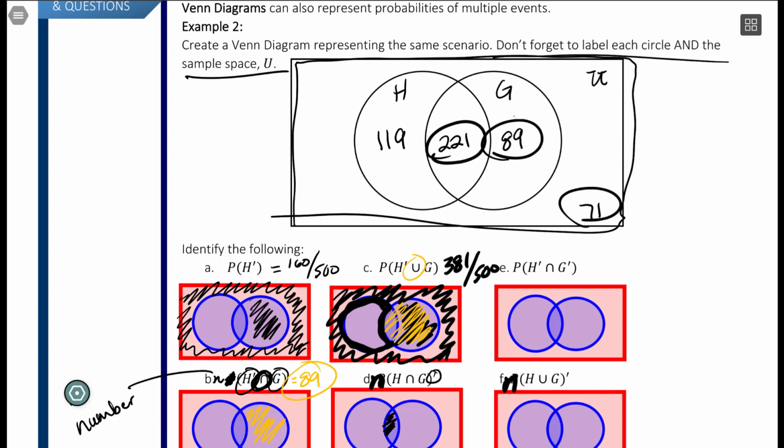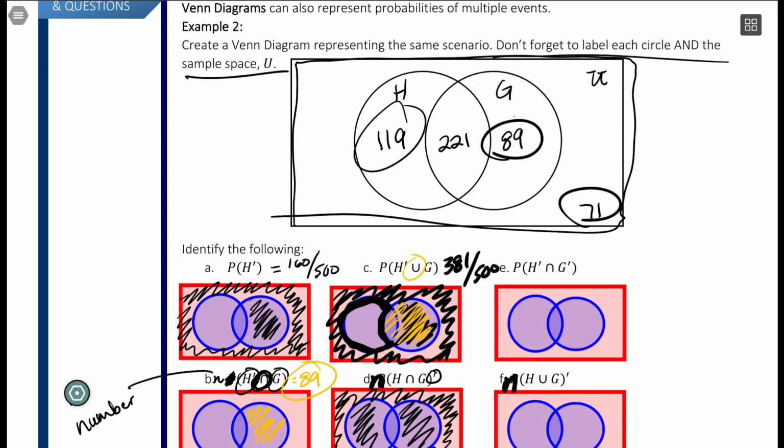So that's this. But now, what does the prime tell us to do? The prime tells us to negate it. So actually, what you want to do is erase that and shade in everything else but that. Okay, that's what priming it means. That's what negating it means, is everything but, right? So everything there is very simply the 119, the 89, and the 71.